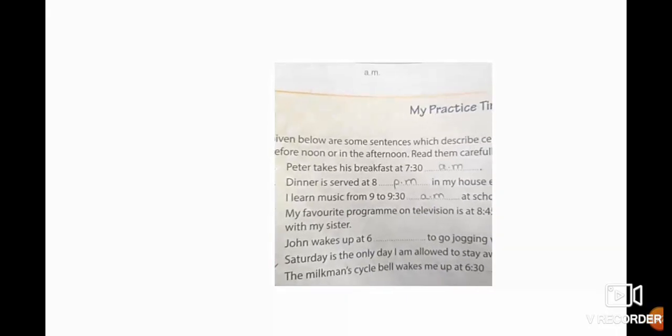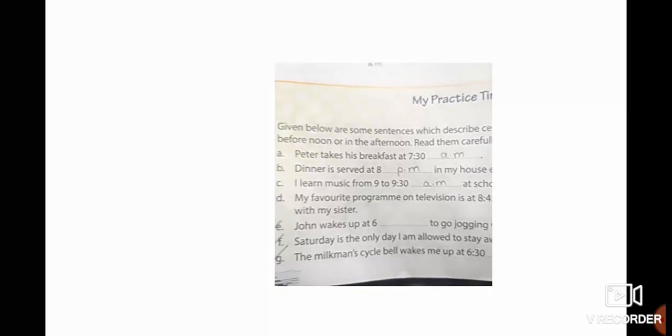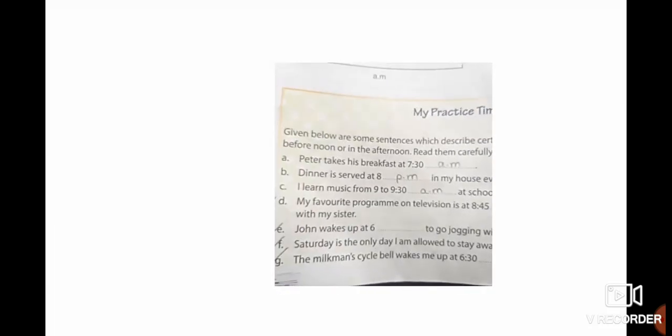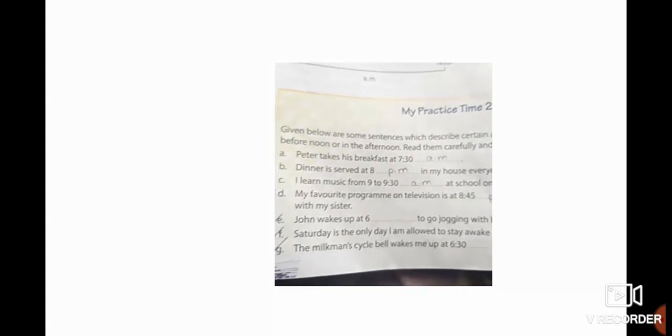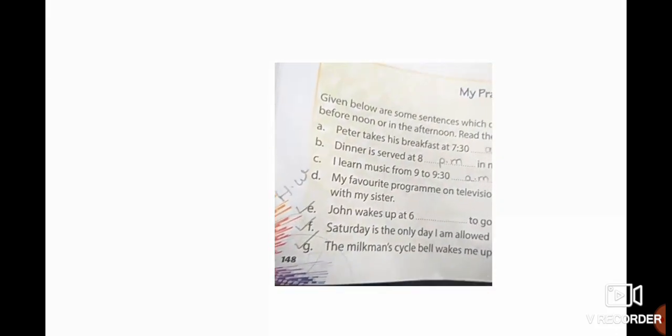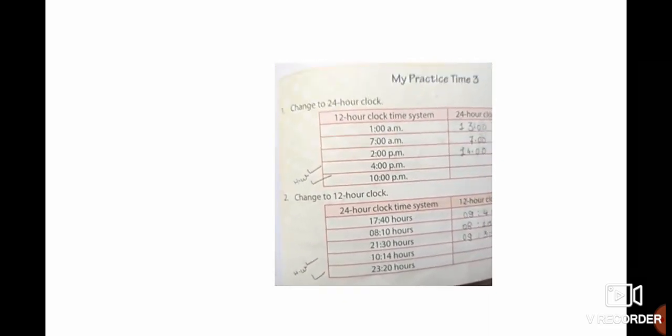So students, write down the answers like these: A AM, B PM, C AM, and D PM. Students, here E, F, G and H, I, J will be homework. As I told you, the 6 examples you are going to write as homework in CW and in the textbook also.